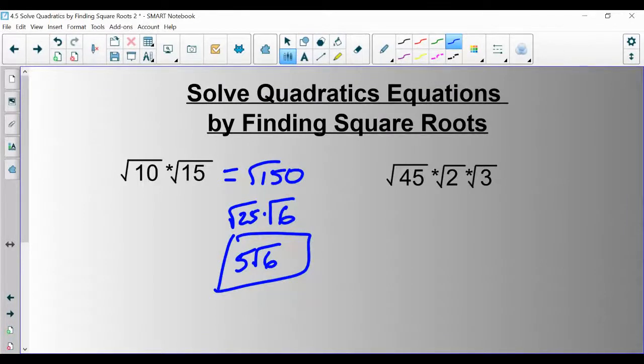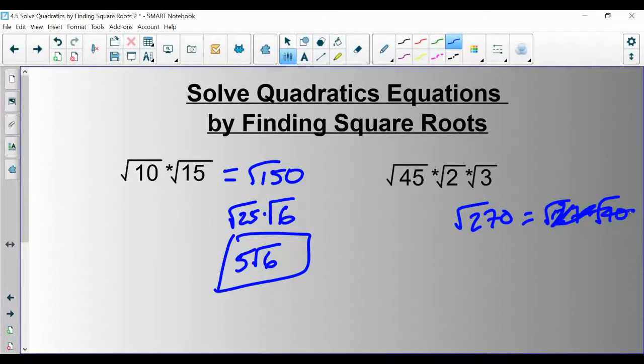Carrying on, this is going to be almost the same. I'm going to go ahead and do 45 times 2. That's 90 times 3 would be the square root of 270. This one should be relatively simple because we know that 27 is a perfect square factor. And this would break up then as the square root of 27 times the square root of 10.